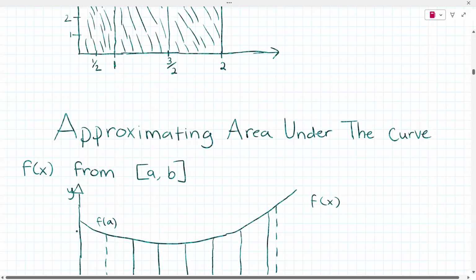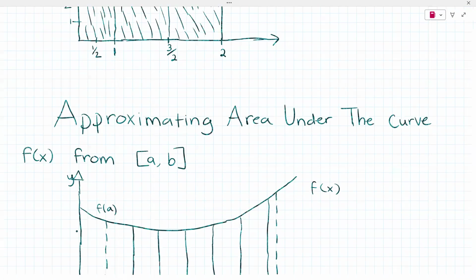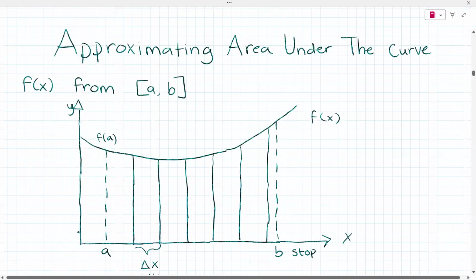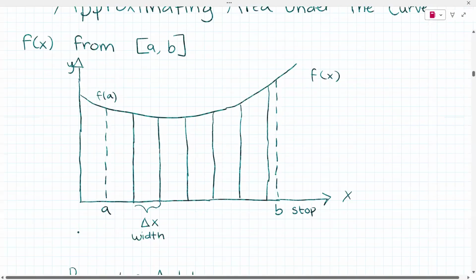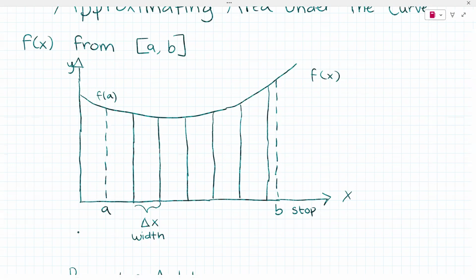So let's look at these. Let's look at a rectangle. So let's say we had this curve from A to B, right? We stop at the point B and we start at A, right? So we've got to find the area of a rectangle. So what is the area of a rectangle? It is base times height, or length times height, right?